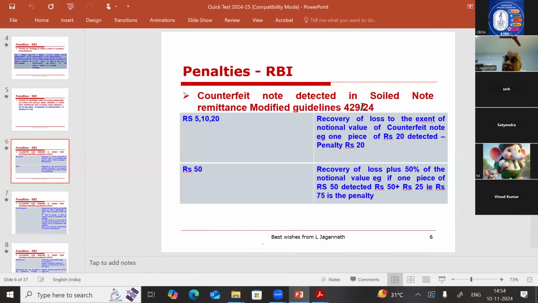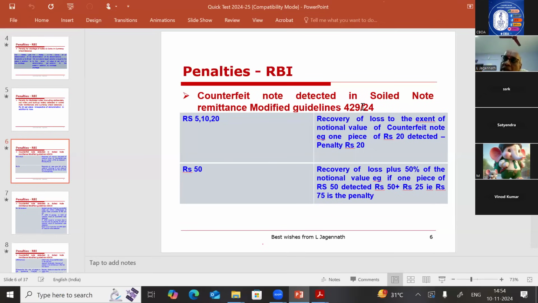Suppose there is a counterfeit note, you know what it is, I need not tell. What is the guideline with regard to lodging a police complaint for counterfeit notes? Up to and including 4 pieces in a single remittance, a police complaint is to be lodged at the end of the month. If the number of pieces is more than 4, that is 5 and above, in a single remittance, a police complaint is to be lodged immediately.